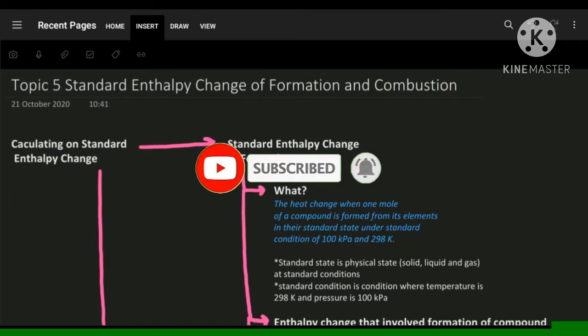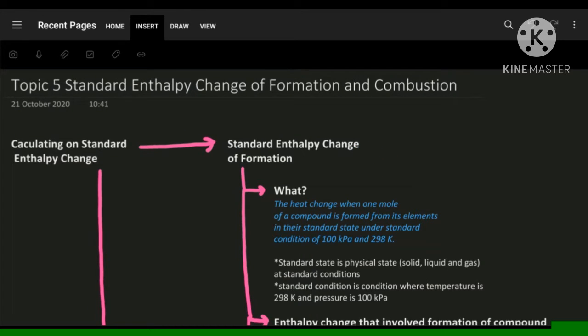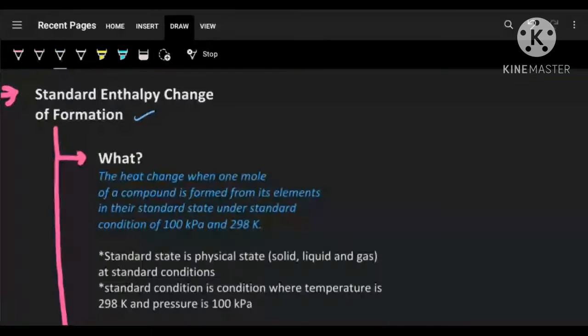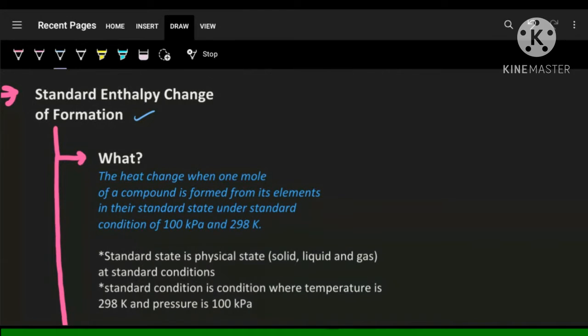So to calculate the enthalpy change, we can calculate it from the standard enthalpy change of formation. The second method is to calculate the enthalpy change from the enthalpy change of combustion. Okay, so what is meant by standard enthalpy change of formation?